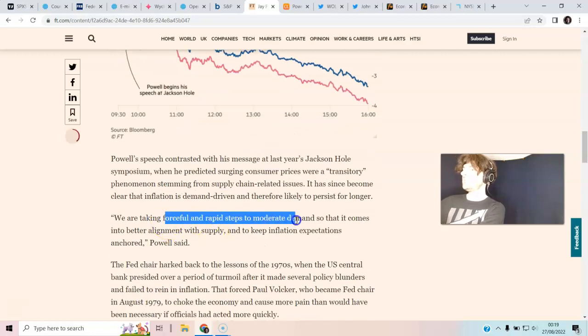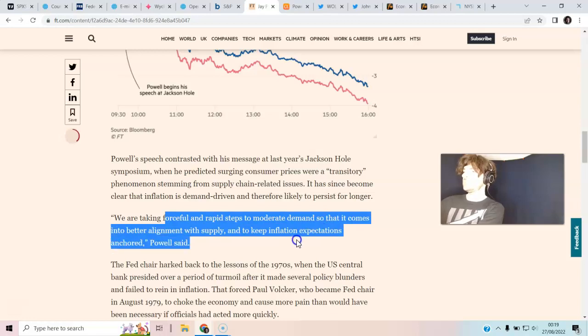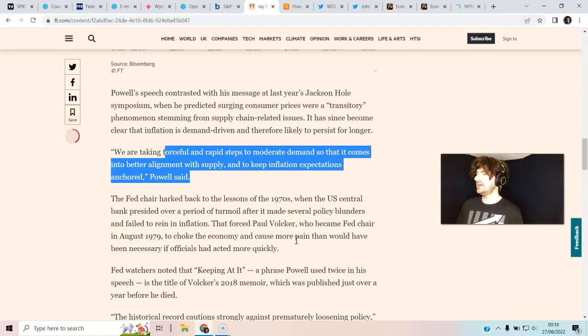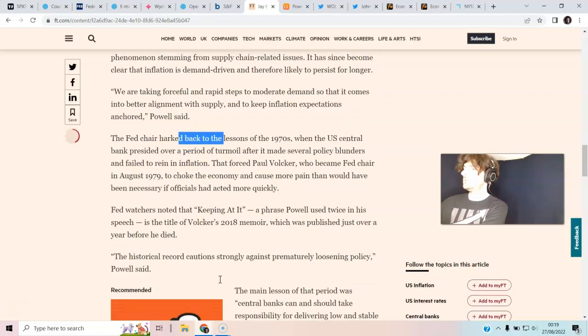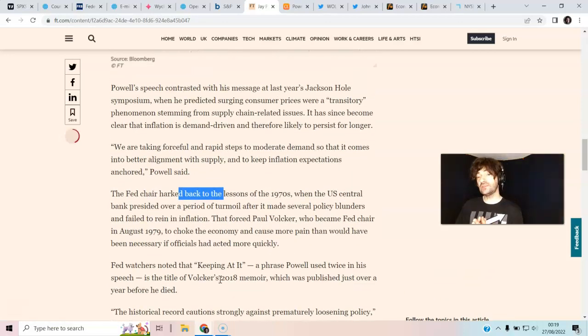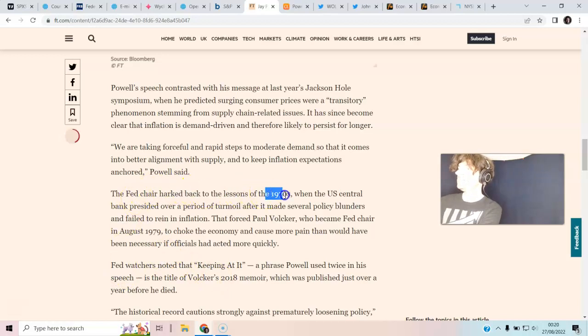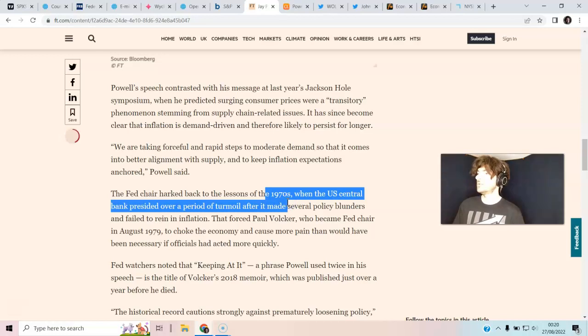We are taking rapid steps to moderate demand so that it comes into better alignment with supply and to keep inflation expectations anchored. Interesting, a lot has been made of a quote here that Volcker famously said, that the cautious approach the Federal Reserve had in the 70s with rampant inflation, of raising rates and then holding that hiking regime and trying to chase inflation, was counterproductive. So the lessons of the 70s: the bank presided over a period of turmoil and they failed to rein in inflation. And so best to keep that regime of rate hikes.